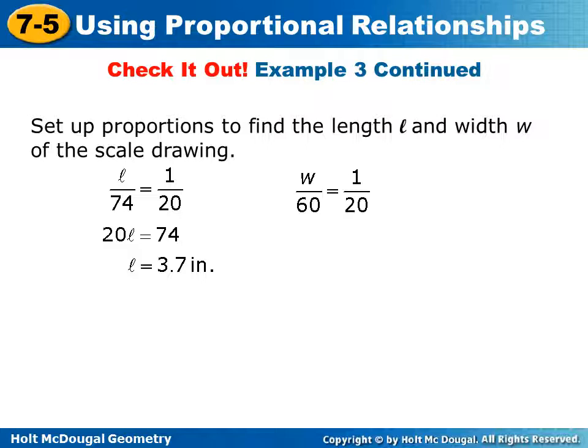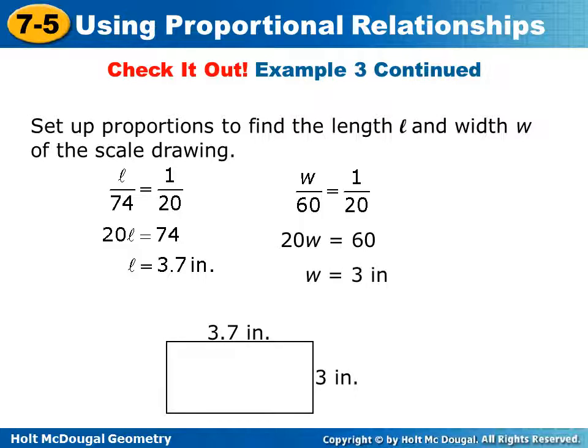Next, we find the width by doing width W over 60 equals 1 to 20. So 20W is equal to 60, and W is equal to 3 inches. So now we can draw 3 inches by 3.7 inches, and that would be our base.